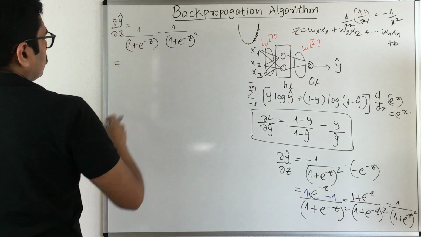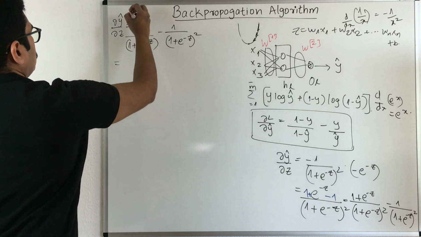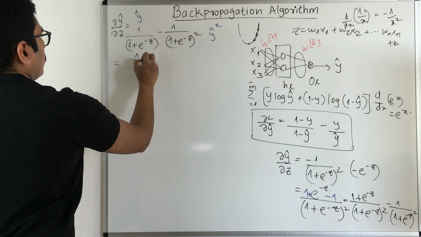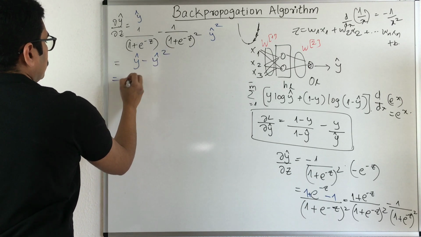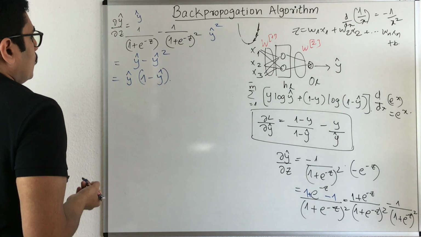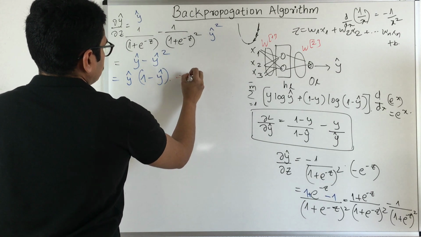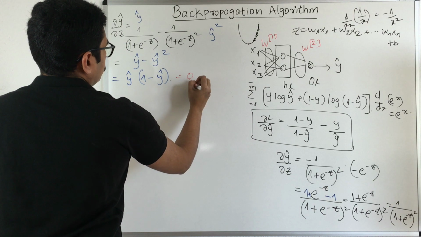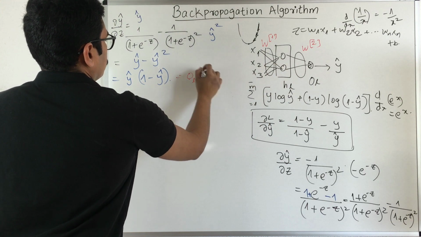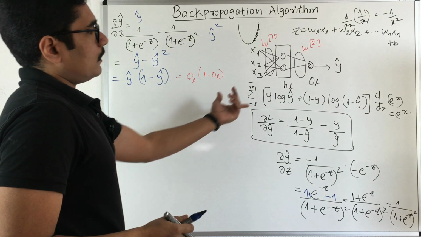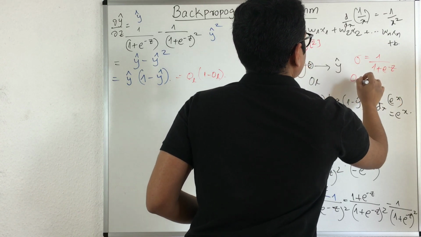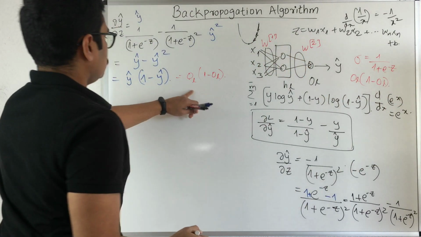So this is nothing but your ŷ, and this is your ŷ square. So ŷ minus ŷ square, or you can take ŷ common, you have 1 minus ŷ, or you can write this as the output. So this is the output O_L, the output layer, O_L times 1 minus O_L. So you can essentially write your sigmoid derivative, whenever we use this, as output times 1 minus output. That is nothing but this.